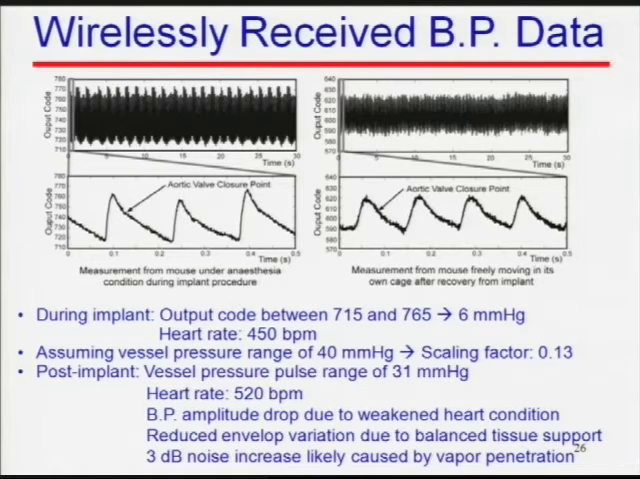After careful characterization, we notice that the noise is about 3 dB higher after the implant, after the animal gets recovered. This is likely due to vapor penetration going through the silicone cuff, which causes this noise enhancement.